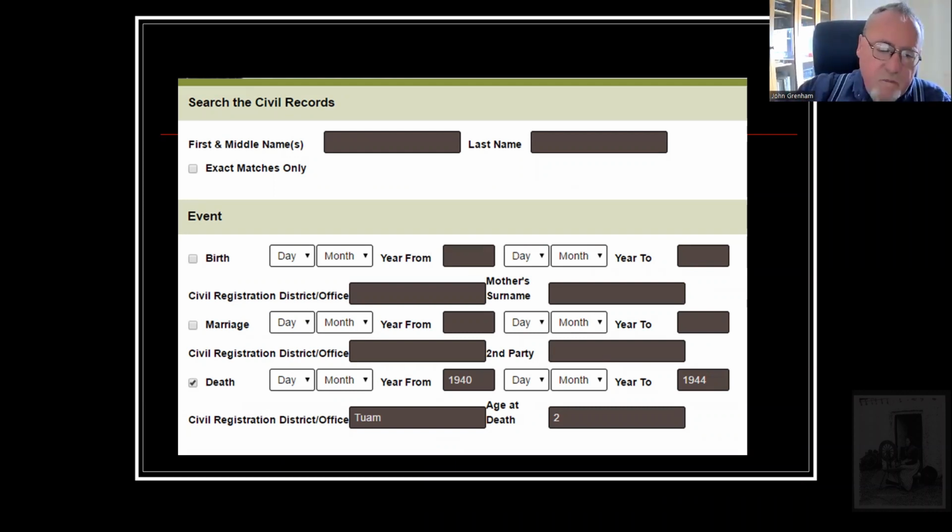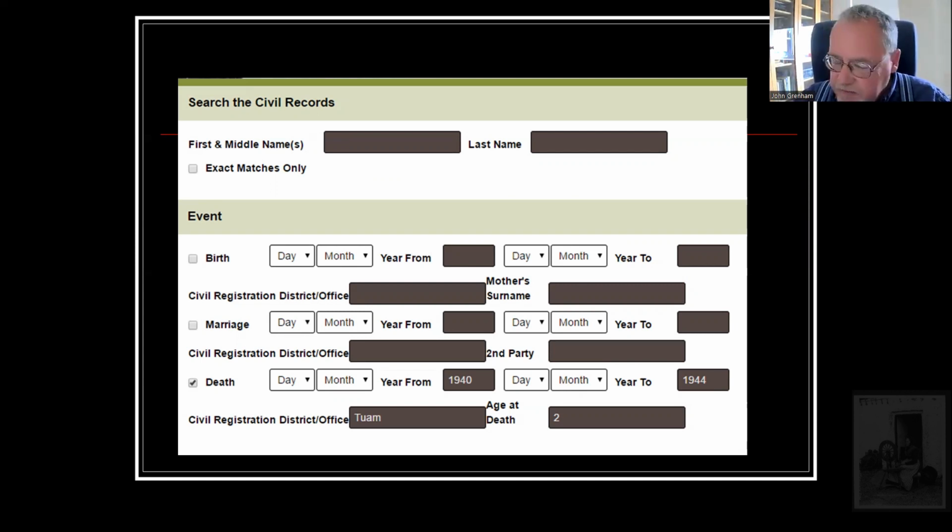The more search options includes the ability to specify a particular date for birth, marriage, which is not particularly useful. And for any of them, I mean, if you know that, you probably don't need to use this site. But for deaths, one of the things that the indexes record is the age at death. So in this case, I've just filled out 1940 to 1944. The registration district is Tuam, and the age at death is 2.